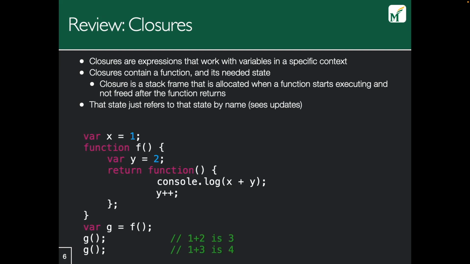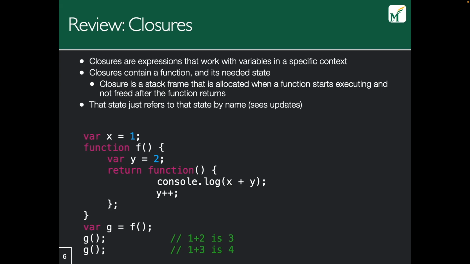So here we have a global variable x at the top. We have a function f. We have a variable y that's defined within that function f. And then we have an anonymous function within the function f that is printing out the sum of x plus y and then incrementing y.